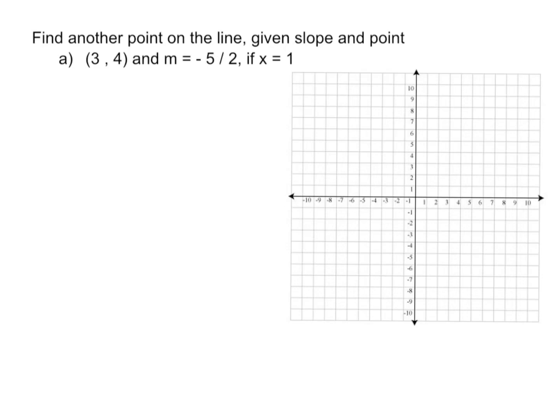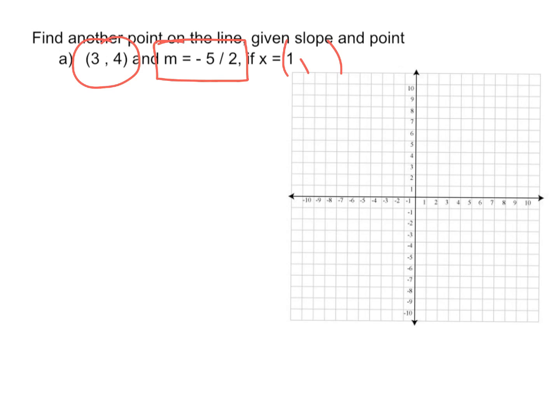All right, so the question asks me to find another point on the line given the slope and a point. So to start, I'll just start by kind of identifying things. So here's my slope right here. Here's my point, and then I want to find the other coordinate, the y-coordinate for this point right here. Now I've shown you how to do this algebraically, but I haven't shown you how to do it graphically.